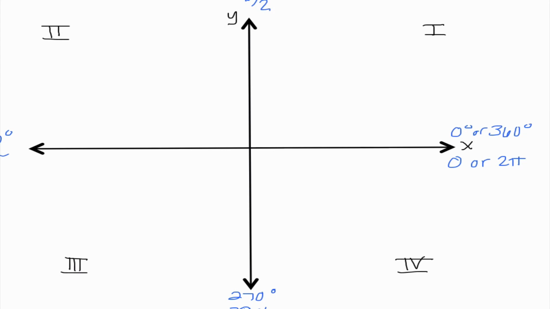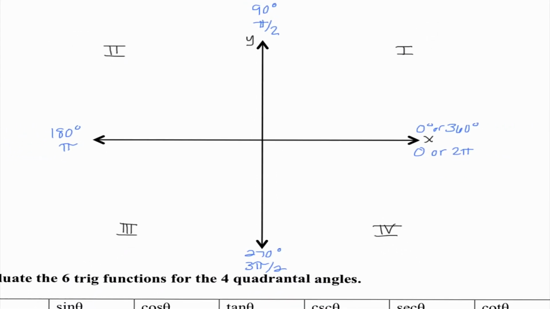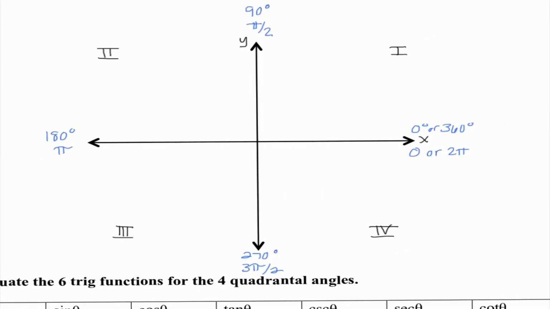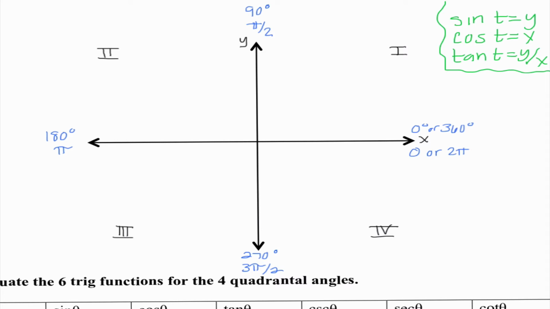I definitely think that the easiest way to think about our quadrantals is using the ordered pair. So I'm just going to write off to the side here just so we remember. Sine of the angle is y. Cosine of the angle is x, and tan of the angle is y over x. Definitely something for us to memorize.